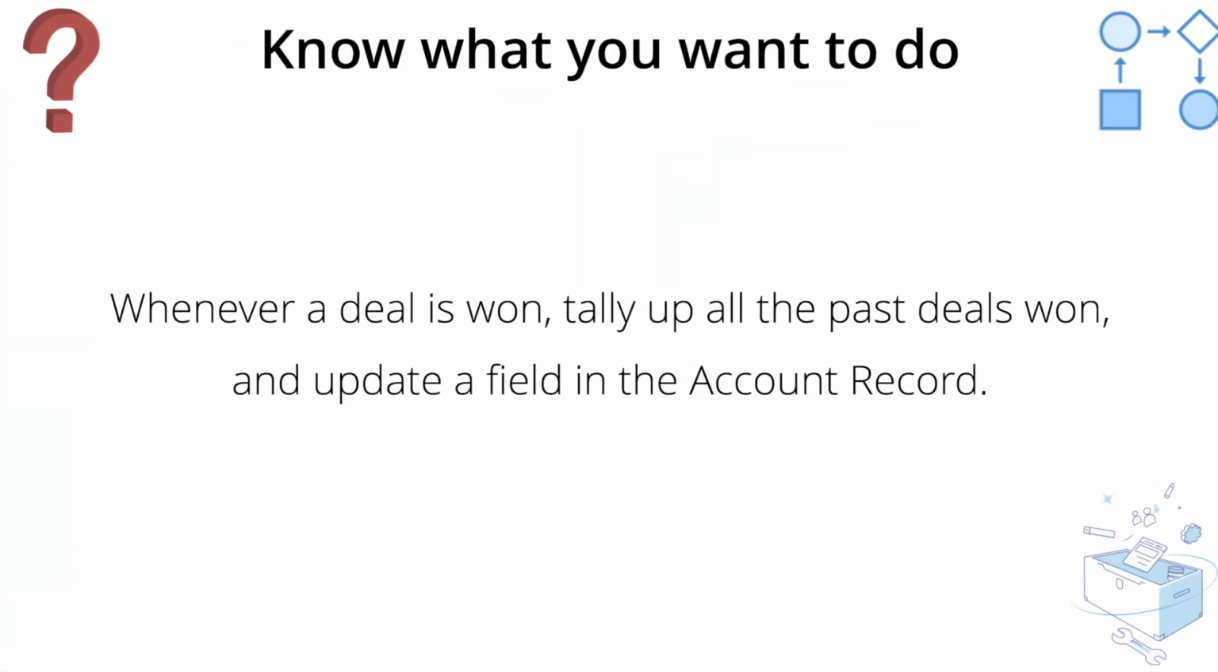I'll break it down into the 4 steps we had before. So the first thing is knowing what you want to do. What we want to do is, anytime a deal is won, let's tally up all the previous deals that have been won and update a field in the account record, right? Sounds pretty straightforward, but we can get a little bit more granular than that.